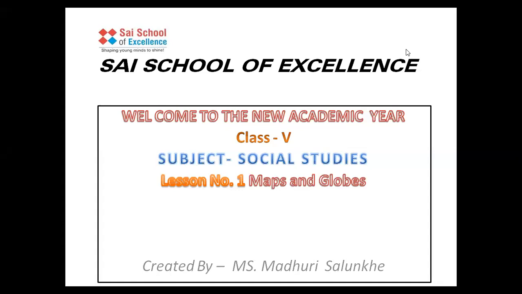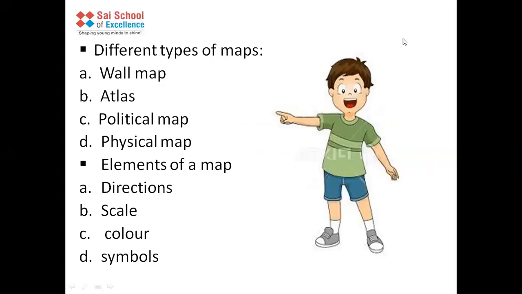Hello students, today we are doing the second session for our first chapter, Maps and Globes. Last week we had an introduction. We learnt about globes and why we prefer using maps to globes. Now you will be learning about wall map, atlas, political map and physical map. In elements of a map, you're going to learn about directions, scale, color and symbols.